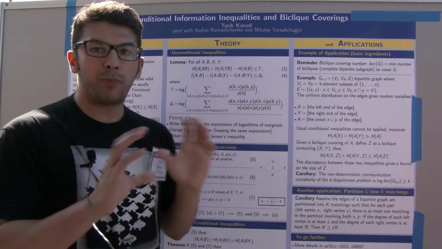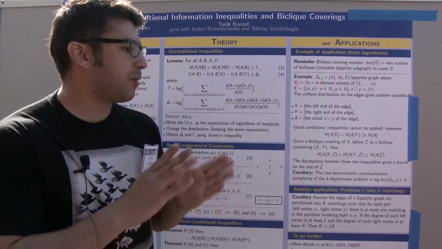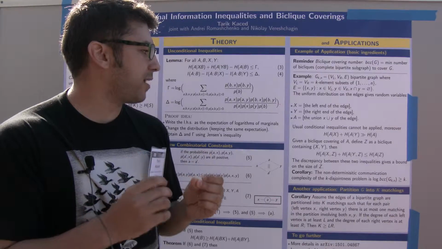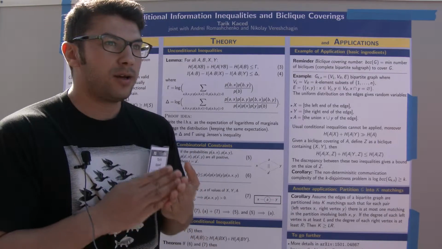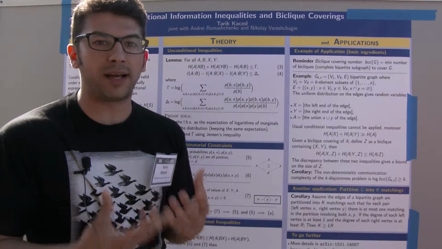Now suppose you have a graph, and I want to say that you can induce a probability distribution on this graph, and it will create, magically, some random variables.